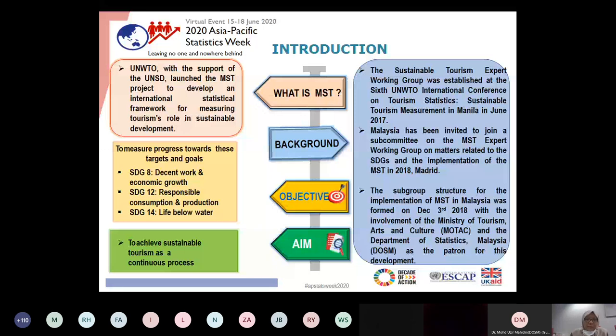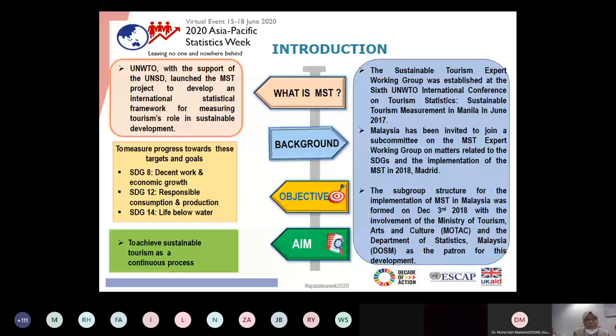The objective of MST is to measure progress towards three SDGs related to the MST as shown in the slide, such as SDG 8, Decent Work and Economic Growth, SDG 12, Responsible Consumption and Production, and SDG 14, Life Below Water. The aim of MST is to achieve sustainable tourism as a continuous process.